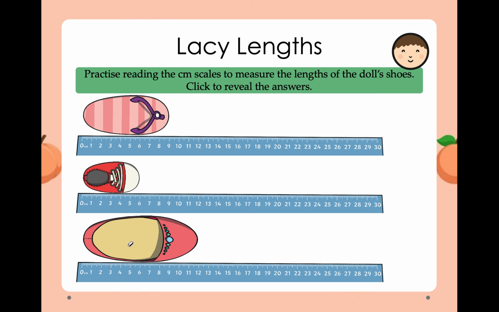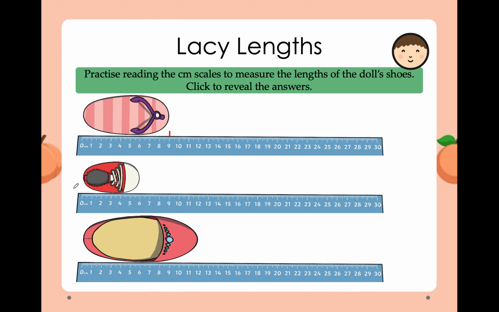We can also practice measuring the length of these doll shoes. Okay, so here we have one shoe. We're starting it at the 0. Where should we end it? At what number does the shoe end? If you guessed that the first shoe is 9 centimeters long, amazing, because it ends here by the number 9.